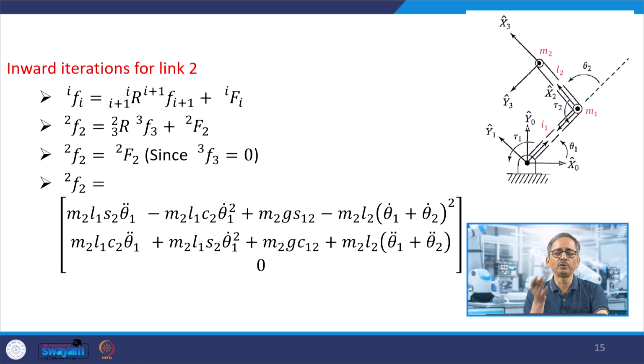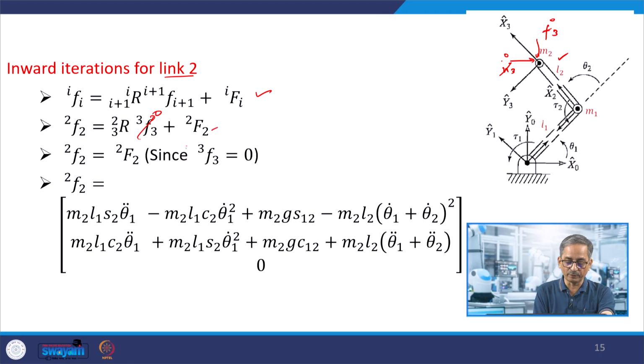Okay. So, we do the inward iteration for the last link first, that is the link number 2. For this link we do the inward iteration. So, this is the recursive equation which we have seen in the last lecture. I can put i is equal to 2 here. So, this is f2 is equal to R3_2 f3 plus F2, right. Again f3 is 0 because we have already assumed that nothing is acting here. So, f3 is 0 here and n3 is also 0 here. Not acting here. So, I can put that.